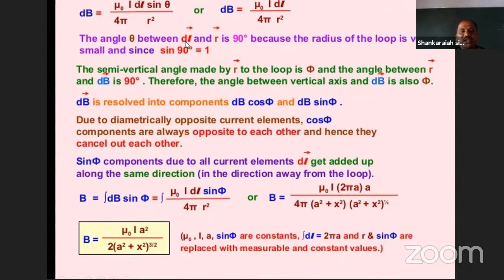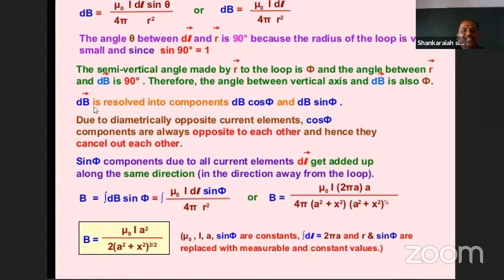Here the angle theta between dL and r is 90 degrees. Already you know, the sine of 90 is 1. dB is equal to mu naught I dL divided by 4 pi r square. Next, this phi is the angle between the vertical axis and the direction of the magnetic induction.